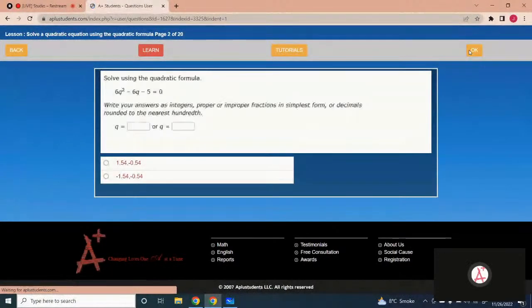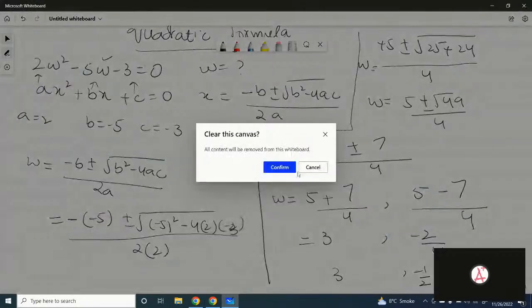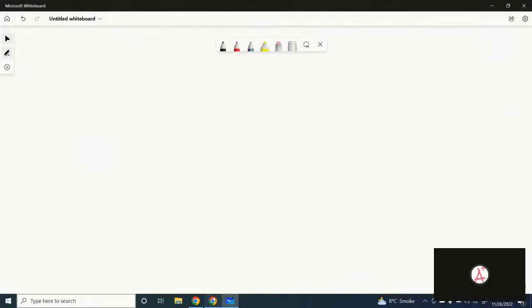Okay, let's just do another one. It would be 6q square minus 6q minus 5 equals 0. So a equals 6, b equals negative 6, c equals negative 5.